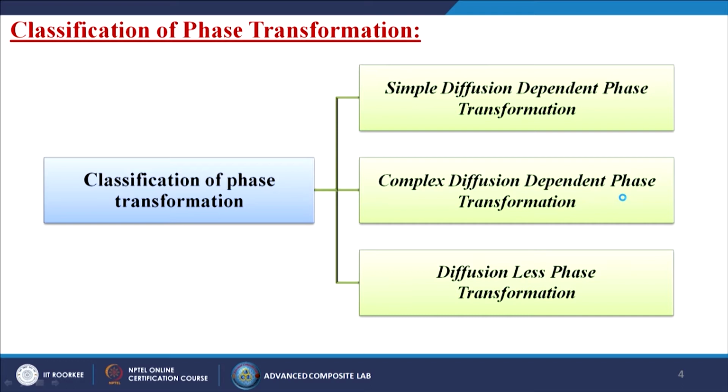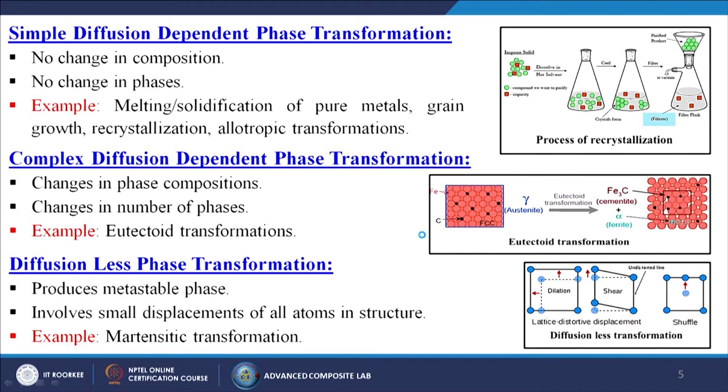First one is called the simple diffusion dependent phase transformations, second one is called the complex diffusion dependent phase transformations, and third one is called the diffusionless phase transformations. So, what are simple diffusion dependent phase transformations? In that case, no change in compositions, no change in phases. Examples: melting and solidification of pure metals, grain growth, recrystallization, allotropic transformations.